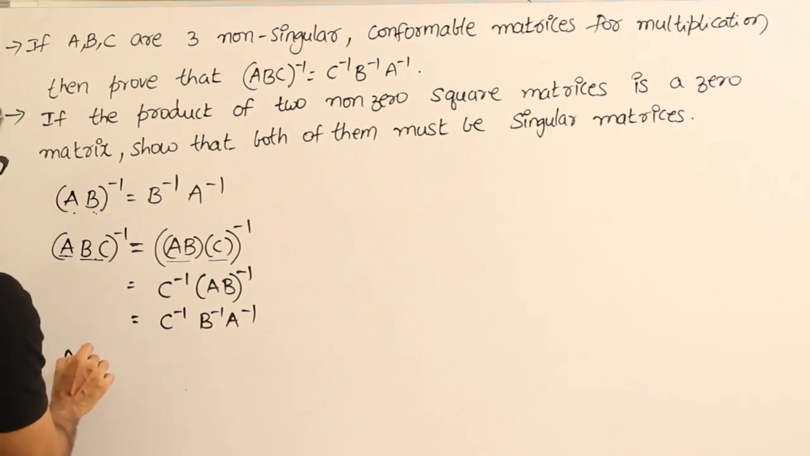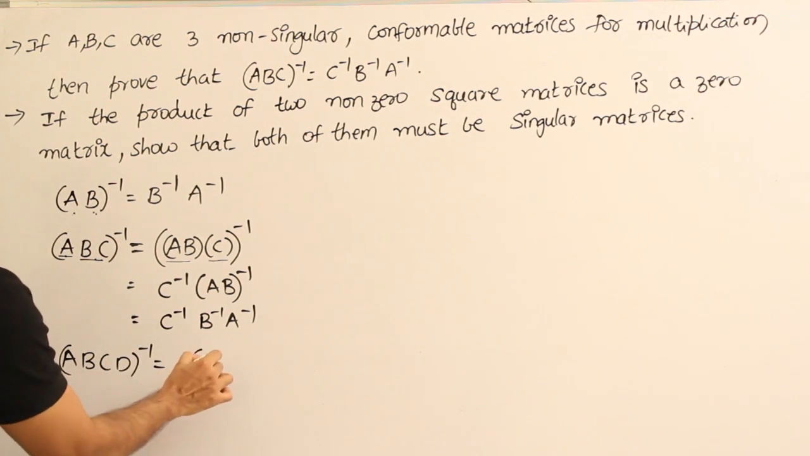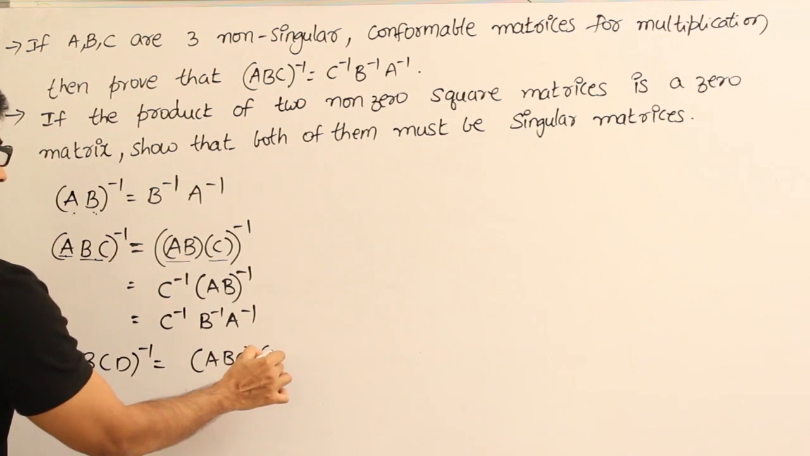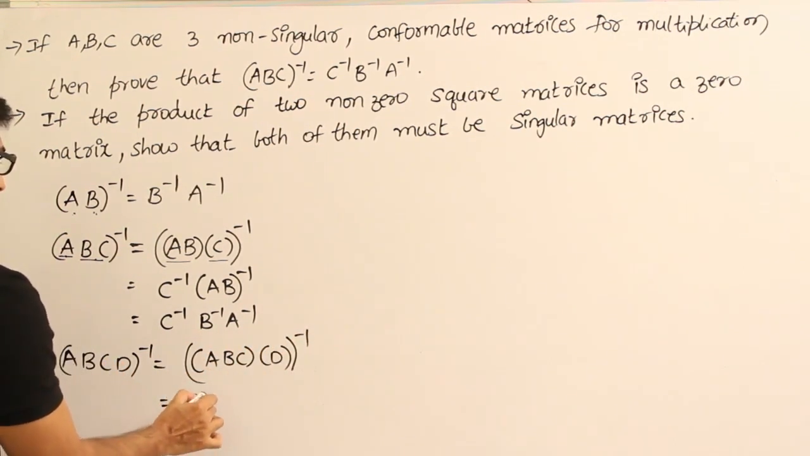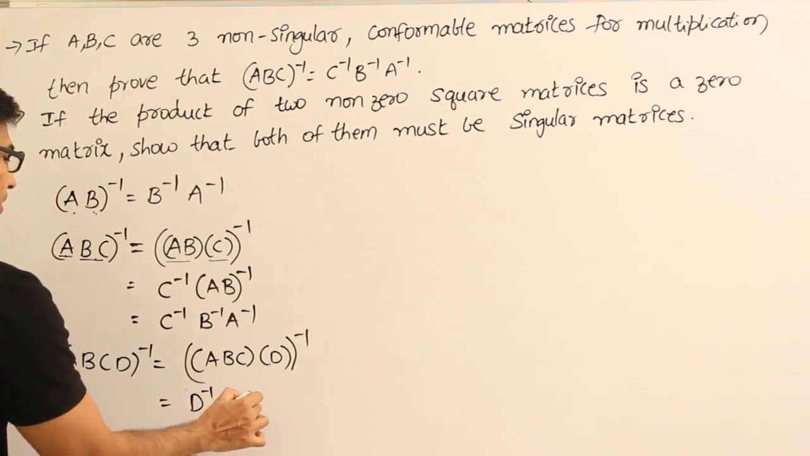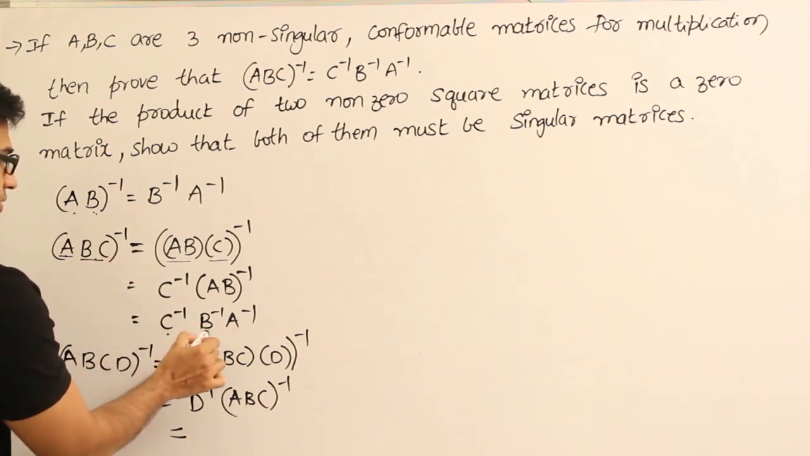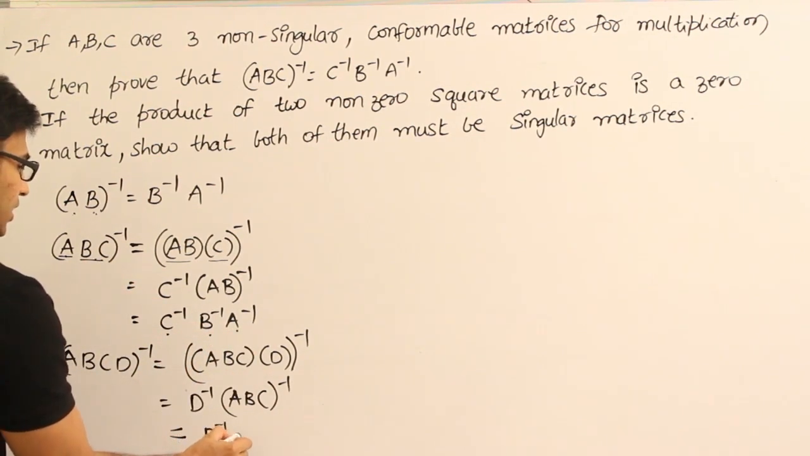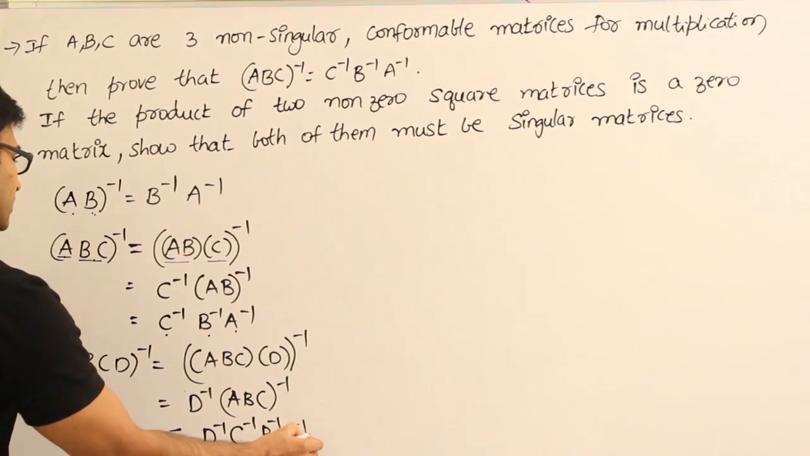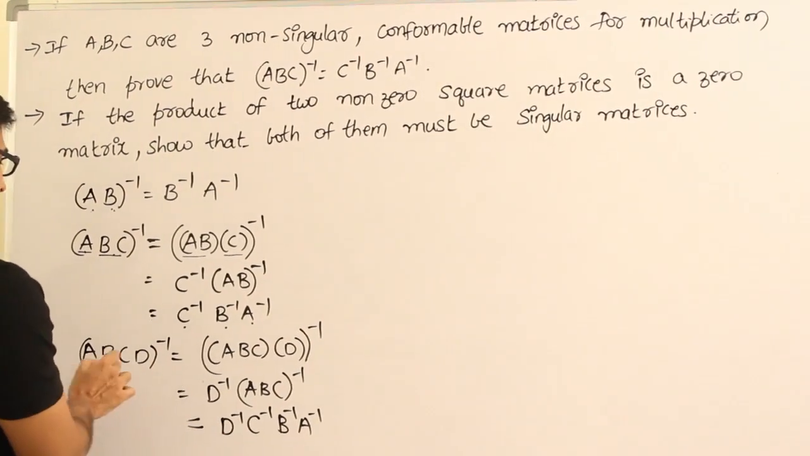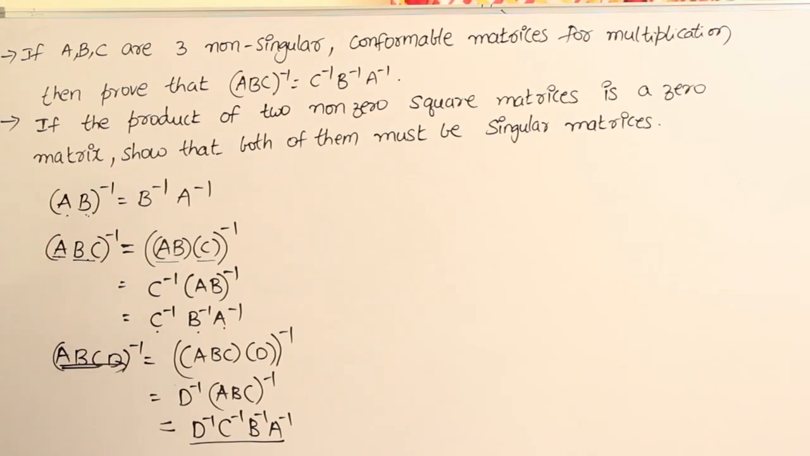You can even see how it works for ABCD. (ABCD) whole inverse equals, you can write it like this: (ABC into D) whole inverse, right? And now you can write it as D inverse into (ABC) inverse. And just now we have shown that (ABC) inverse is C inverse into B inverse into A inverse. That is why you can write D inverse into C inverse into B inverse into A inverse, right? So again we got the reversal of ABCD. So we can extend it even for n matrices.